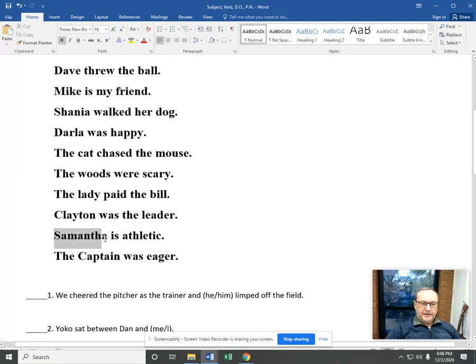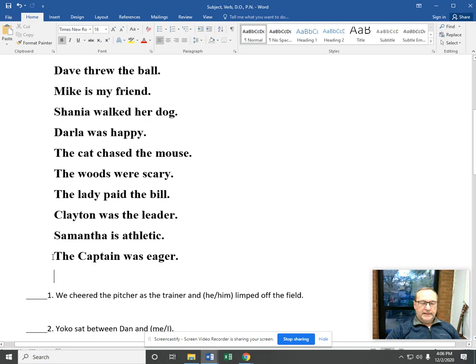Samantha is the subject, and the verb is, and is probably the most basic state of being verb, functions just like an equal sign. Samantha is athletic. Okay, so we know it's going to be a predicate nominative or a predicate adjective. Well, is athletic a noun or an adjective? We know that athletic describes Samantha, so it has to be an adjective, and it comes after the state of being verb, so it has to be a predicate adjective.